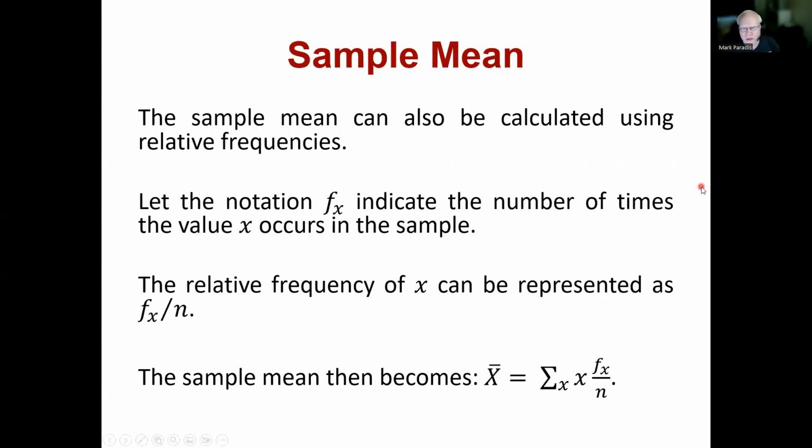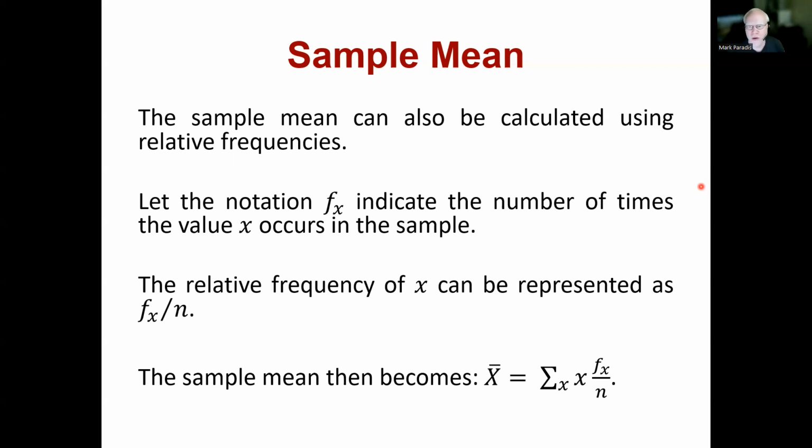The sample mean can also be calculated using relative frequencies, which we saw last time. In terms of notation, f of x, or f sub x, indicates the number of times the value x occurs in the sample. So f here is referring to frequency. The relative frequency of x can be represented as the frequency of x divided by the sample size. Remember, relative frequency is how often something occurs divided by the sample size.